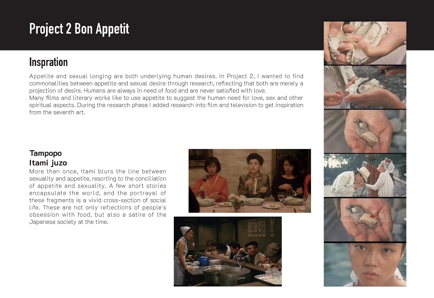Appetite and sexual longing are both underlying human desires. In Project 2, I wanted to find commonalities between appetite and sexual desire through research, reflecting that both are merely a projection of desire. Humans are always in need of food and are never satisfied with love. Many films and literary works like to use appetite to suggest the human need for love, sex, and other spiritual aspects. During the research phase, I added research into film and television to get inspiration from the seventh art.